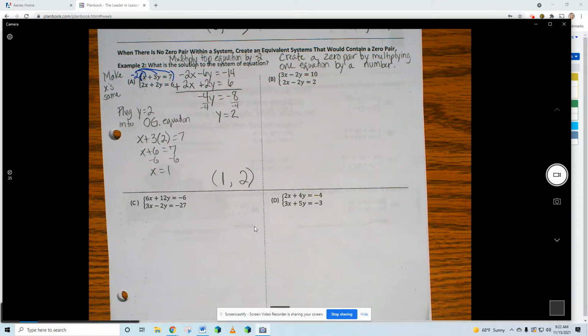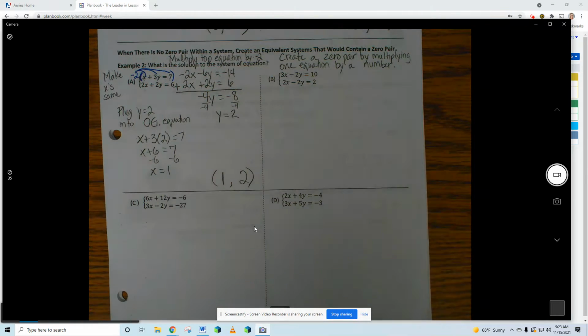Let's look at B. I want a zero pair. I want the same number and opposite signs to eliminate. So look at the x's on part B. I would have to make them both 6. That's kind of a lot of work. Look at the y's. Oh, they're the same number, but they're not opposite signs. So in this circumstance, I want to make one of those a positive 2, which means I multiply by negative 1.